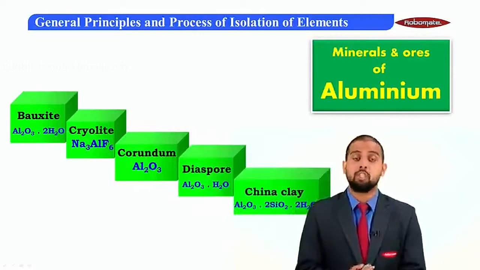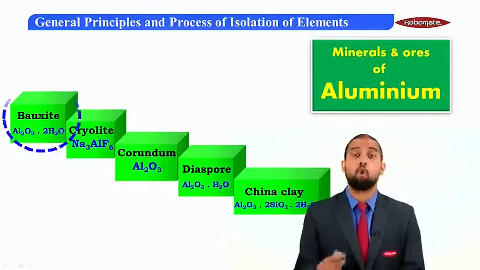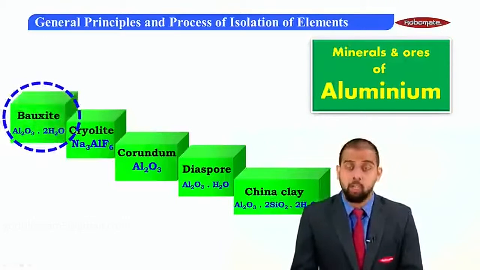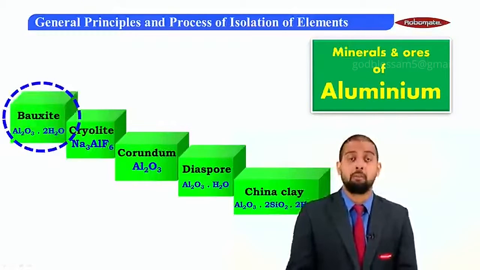Now all the substances, wherever there is aluminium, we call them minerals of aluminium, but the ore of aluminium is bauxite. So aluminium is extracted profitably and cheaply purely from bauxite.